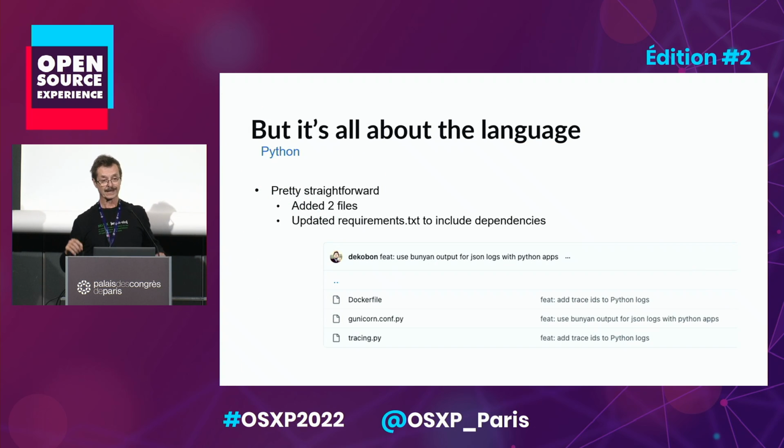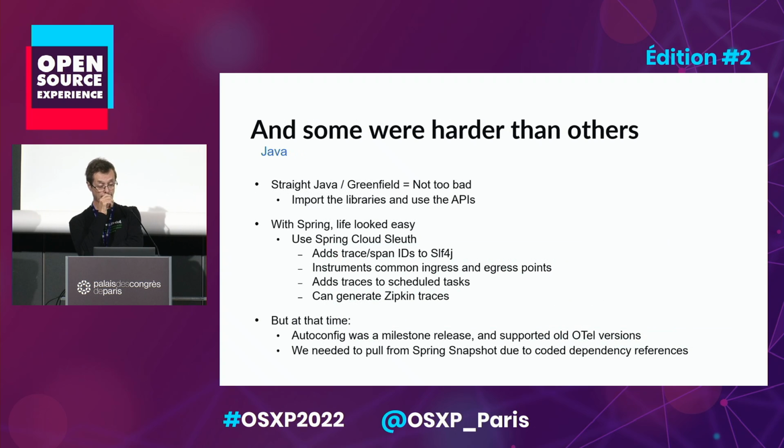So it's all about the languages. Python was pretty easy. We added two instrumented API files to this. We updated the requirements.txt to include its dependencies, and we were done. Now, that was kind of nice because most of our user front end is where our Python code lived. And so we got a view from the user viewpoint. When we got to Java, on the other hand, life was a little more challenging.